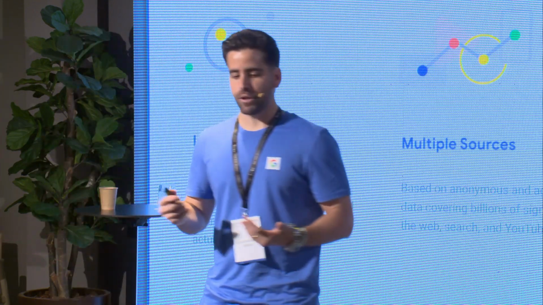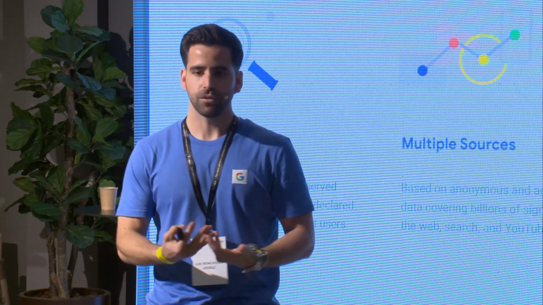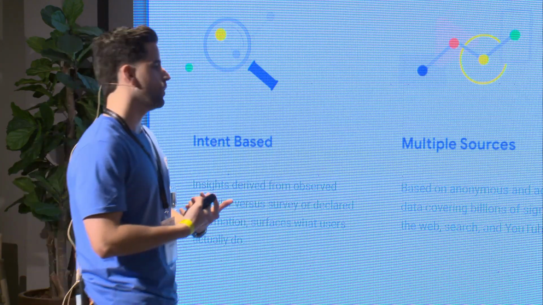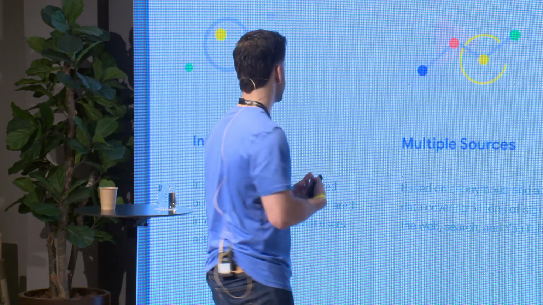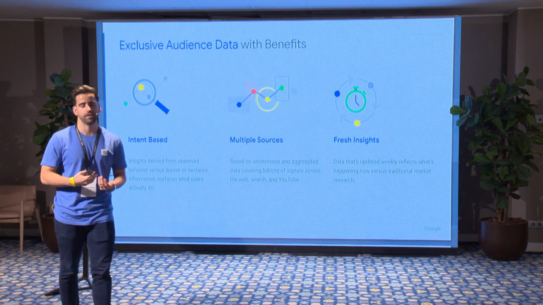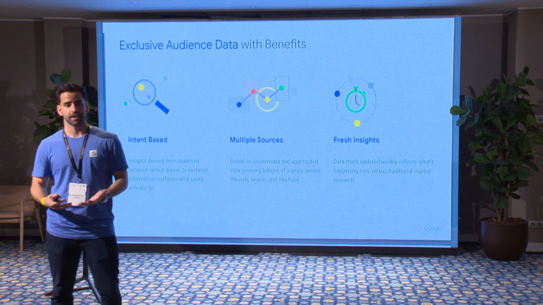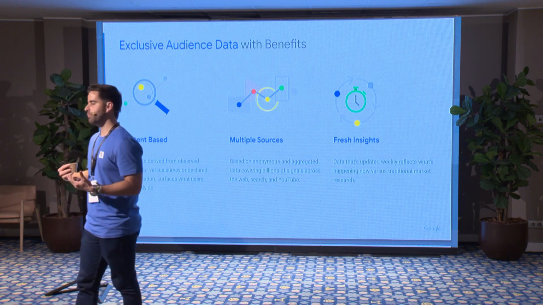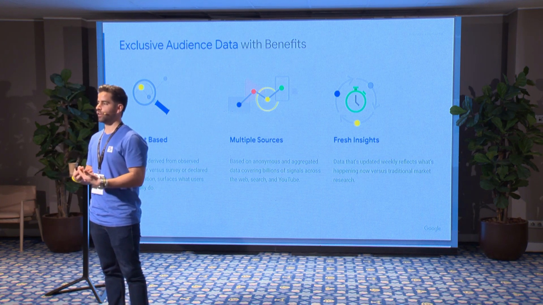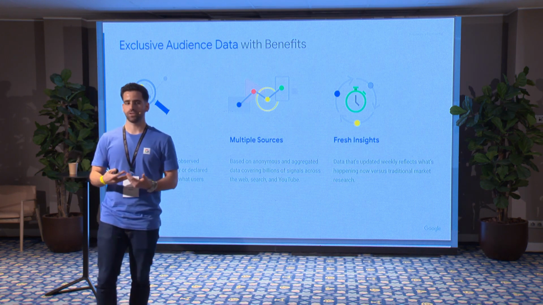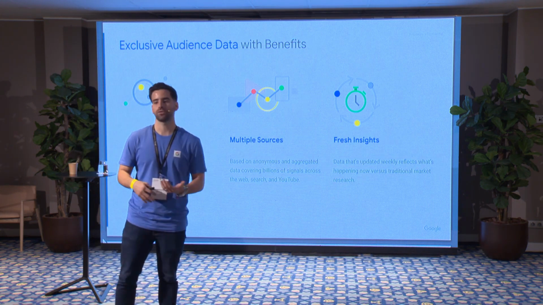And this is very important because the data that Google is able to give you is data that probably no other DSP has. Okay? It's intent-based, it has multiple sources, and it's fresh insights. So the algorithm is built in a way that it can give you a lot of information, but we need to understand the information that we're receiving, and we need to adapt to it.